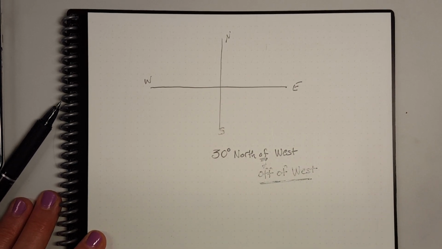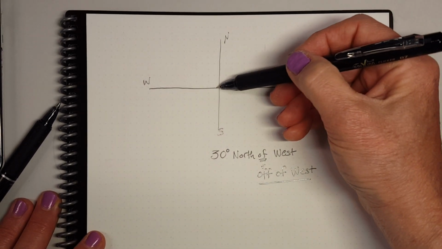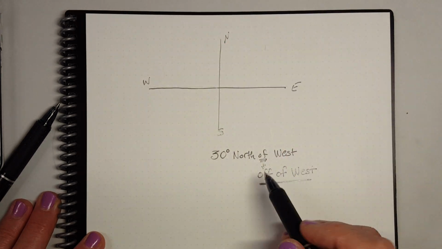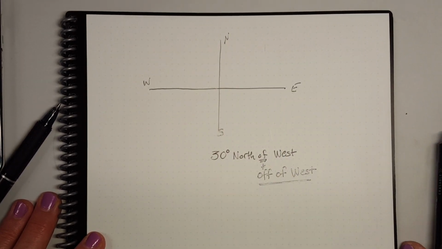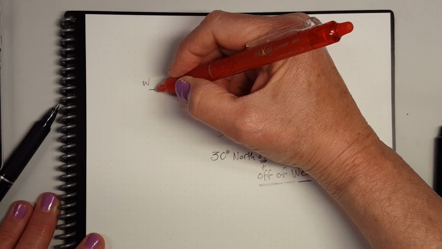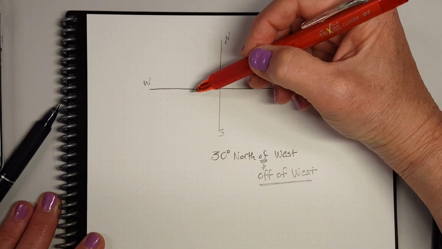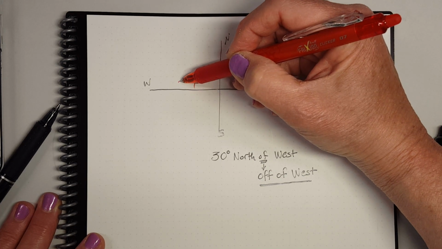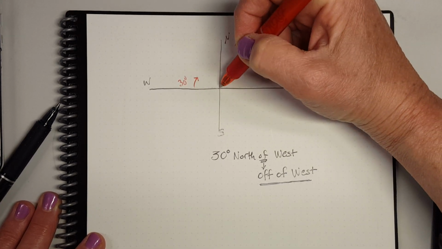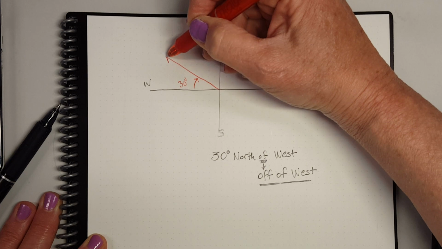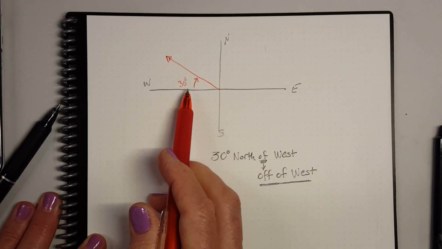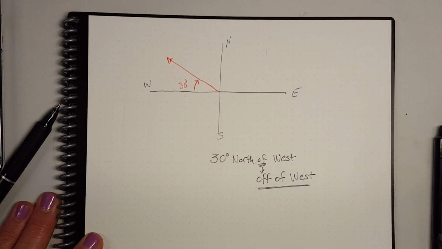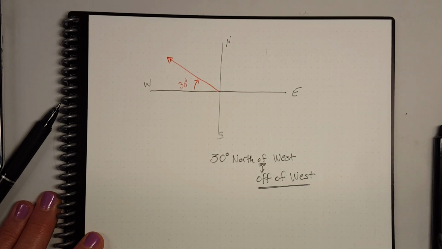So I'm going to go to the west line. So here's my west direction, and I'm going to go 30 degrees north off of west. So here's my west, and I'm going to go 30 degrees to the north off of that. And so this angle would be 30, and my direction would be that way. So that angle there is 30 degrees north of west.